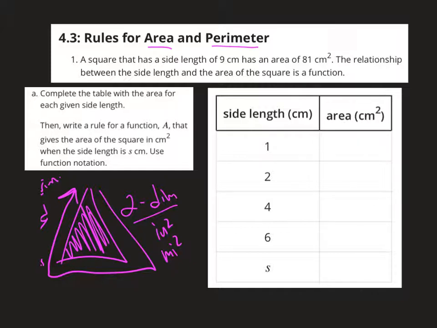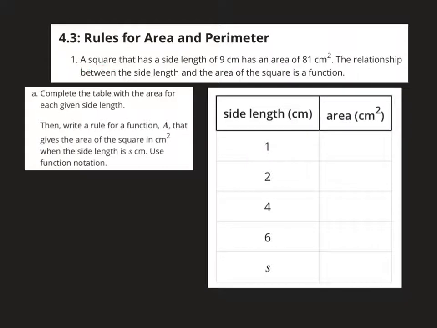Okay, let's move on. We're talking about a square that has a side of 9 centimeters and an area of 81 square centimeters. The relationship between side length and the area of the square is a function, certainly. They want us to complete the table with the area for each given side length. So they gave us that 9 as the x, and f of x became 81, where side length is our x and area is our f of x. Or perhaps we could call this the A function for area, so A of x, capital A.